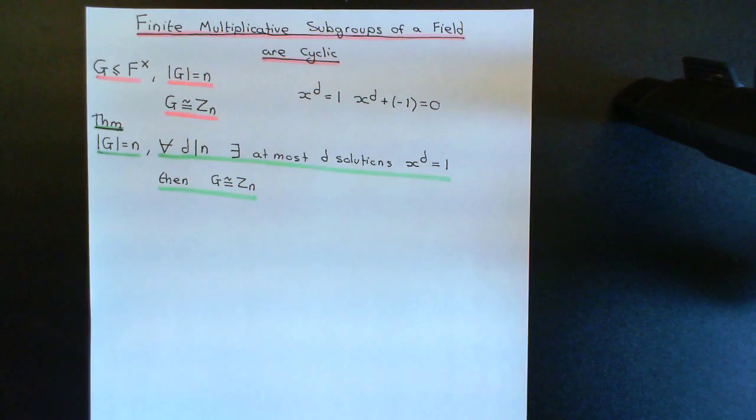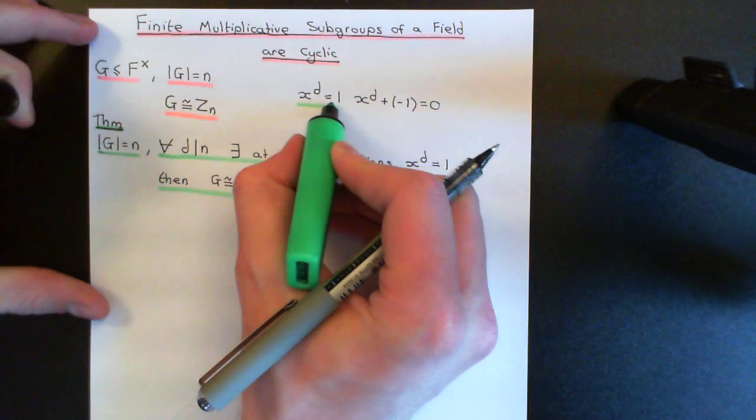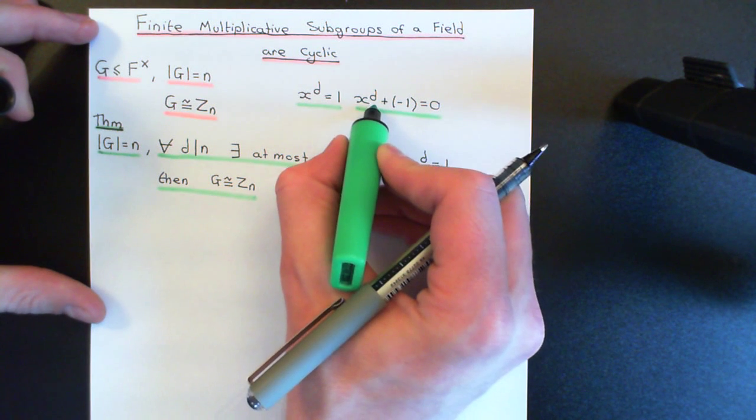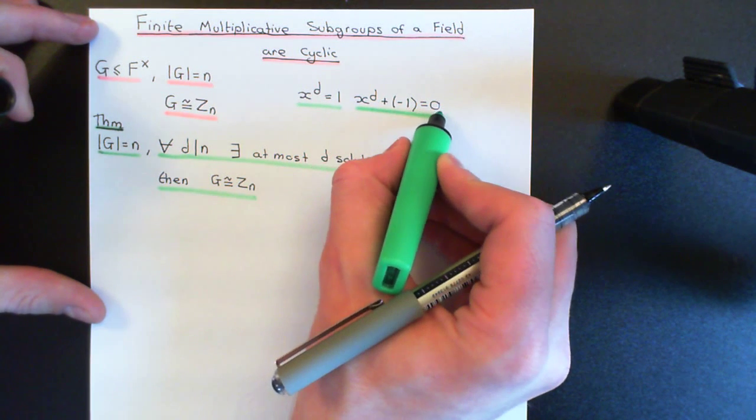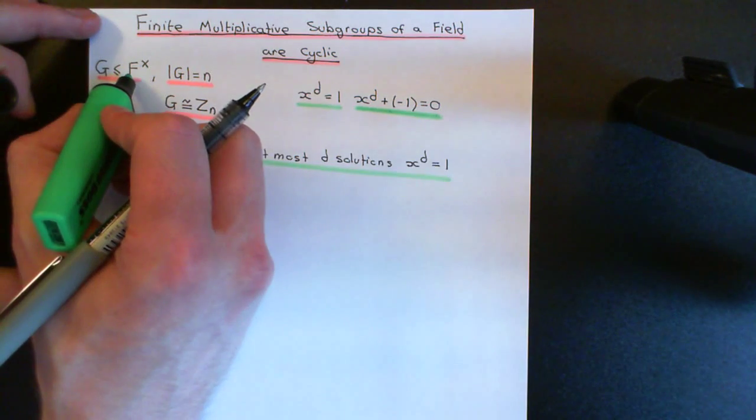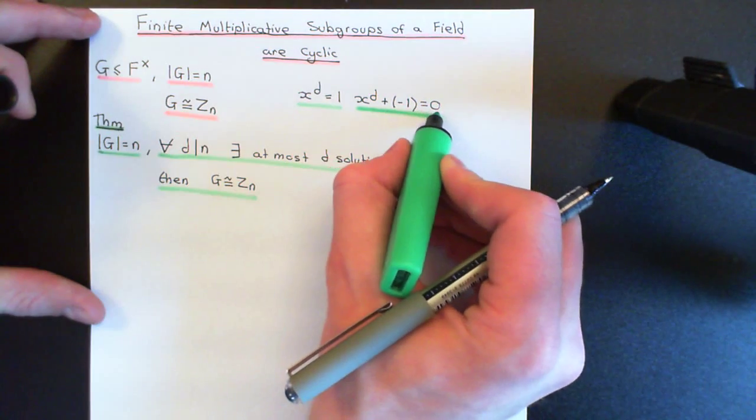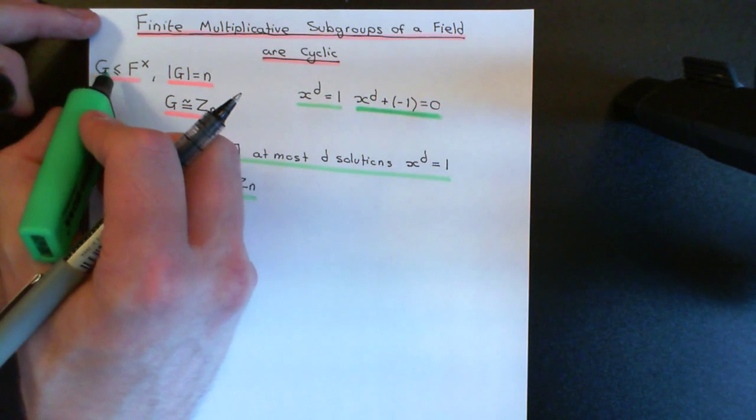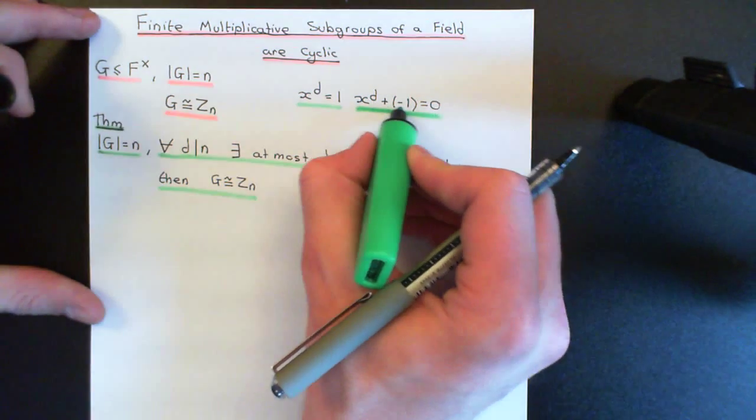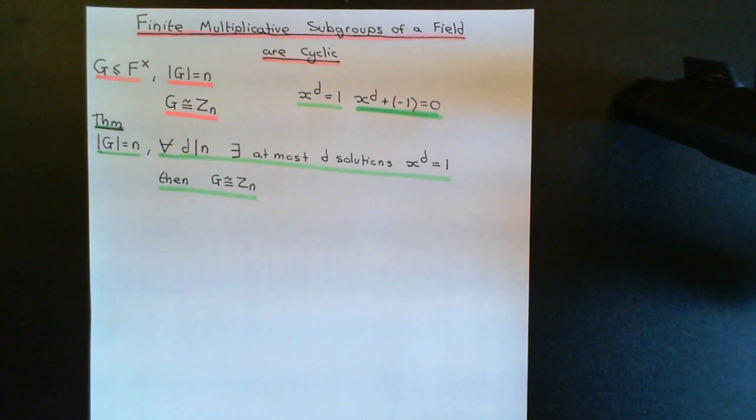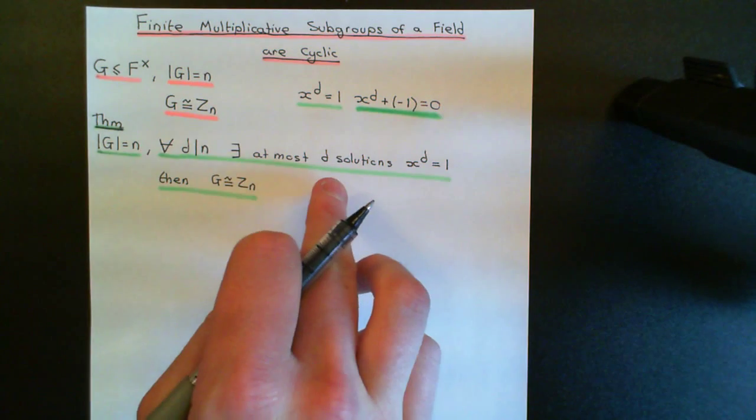And what do we know is true in a field? We know that in a field, a polynomial has at most the degree of the polynomial distinct roots in that field. So in the entire field, capital F, there can be at most d elements that satisfy this. So certainly in a finite multiplicative subgroup of the field, there is going to be at most d elements that satisfy that equation.